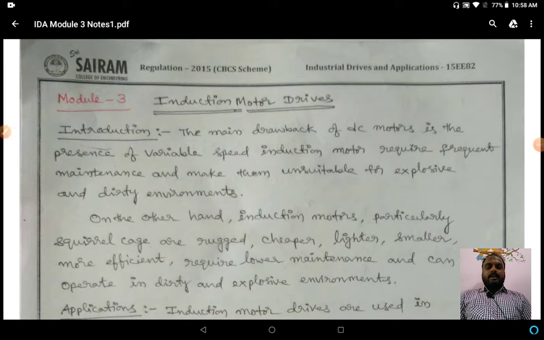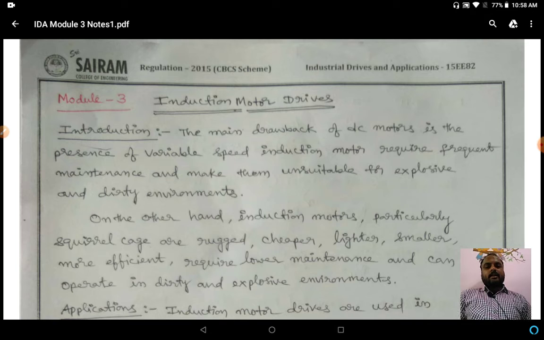Hello everyone, in this video we will discuss induction motor drives. We have already seen DC motor drives, and they have some drawbacks. What are the drawbacks in DC motor drives, and which of them are not there in induction motor drives? We will see that first, and then we will see the analysis of induction motor drives.